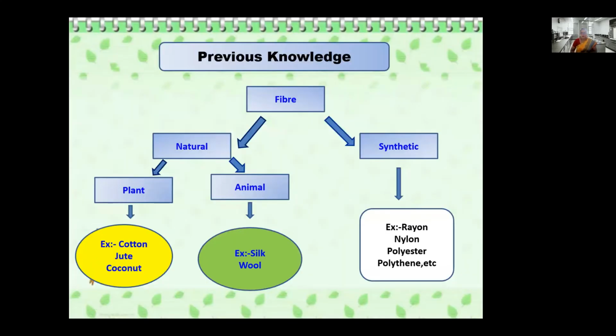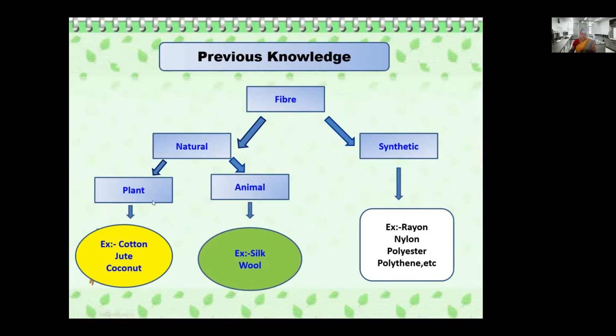As you already know what a fiber is, I think you have learned in class 6 and 7. What is a fiber? Fiber is of two types: natural fiber and synthetic fiber. Natural fiber is divided into two: plant and animal fibers. Synthetic fiber is also divided into two. Examples of synthetic fibers are rayon, nylon, polyester, and polythene, etc.